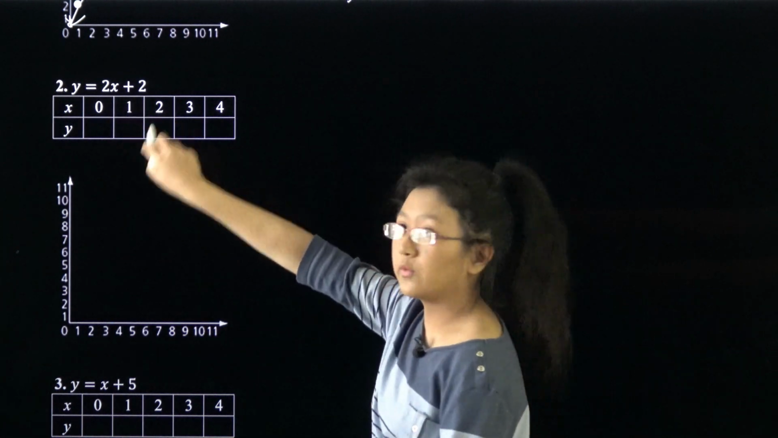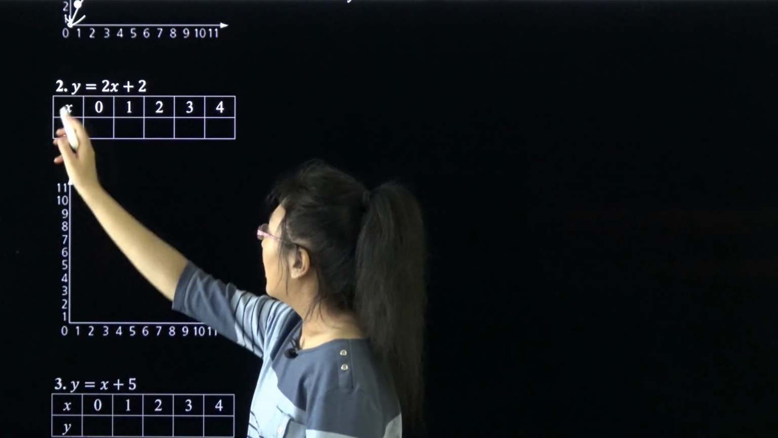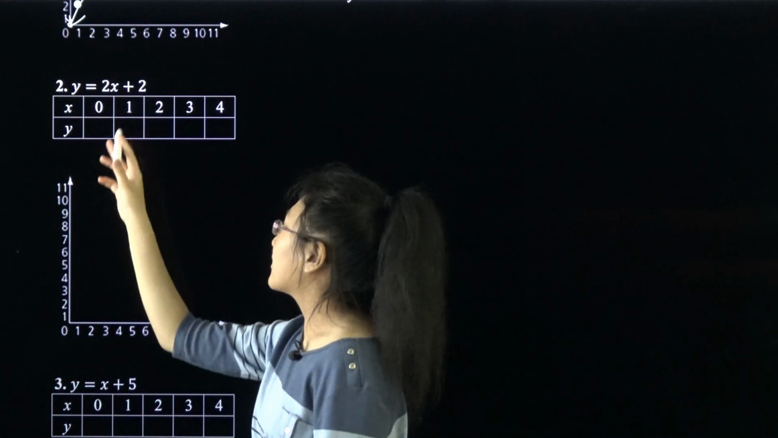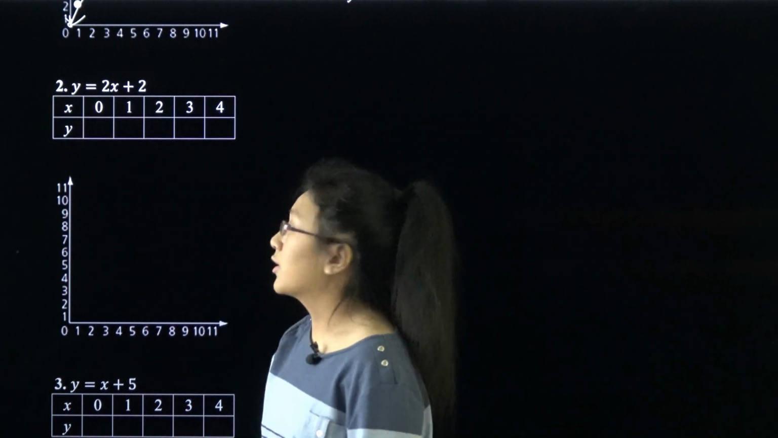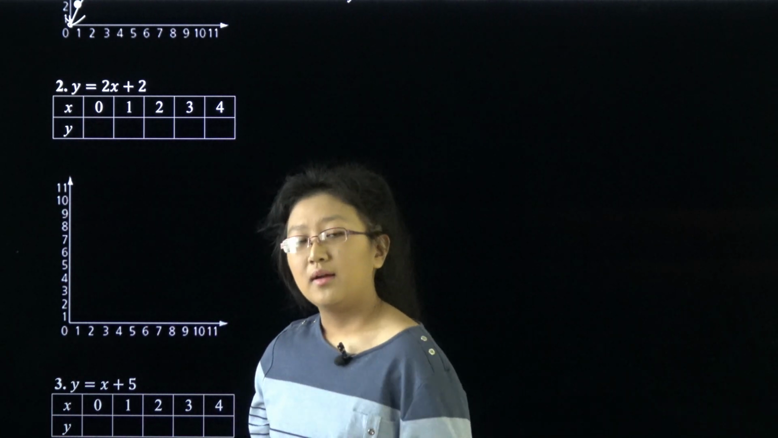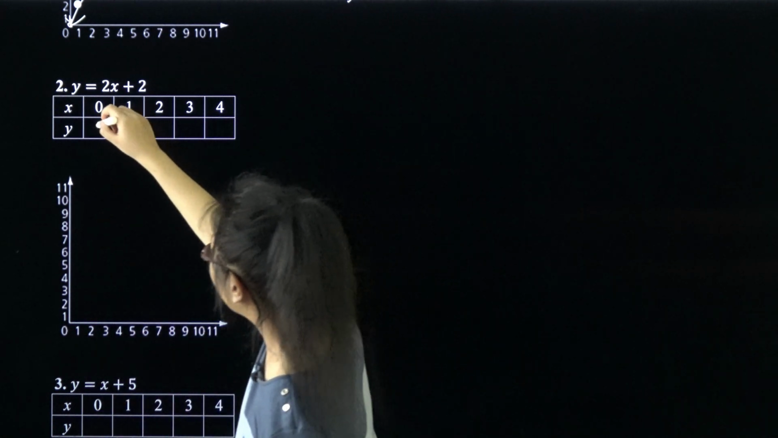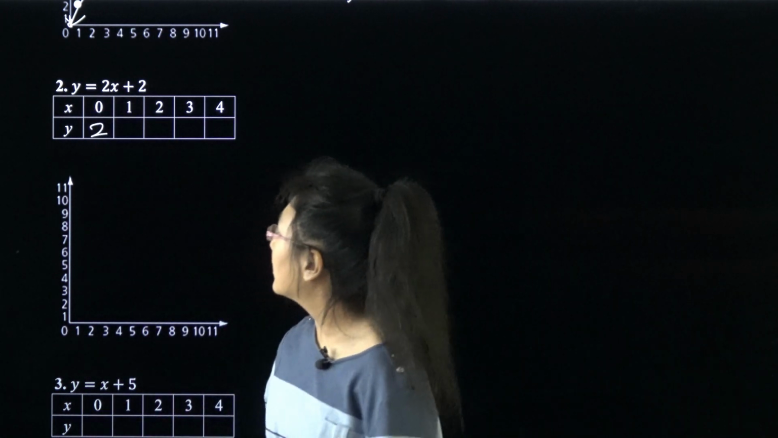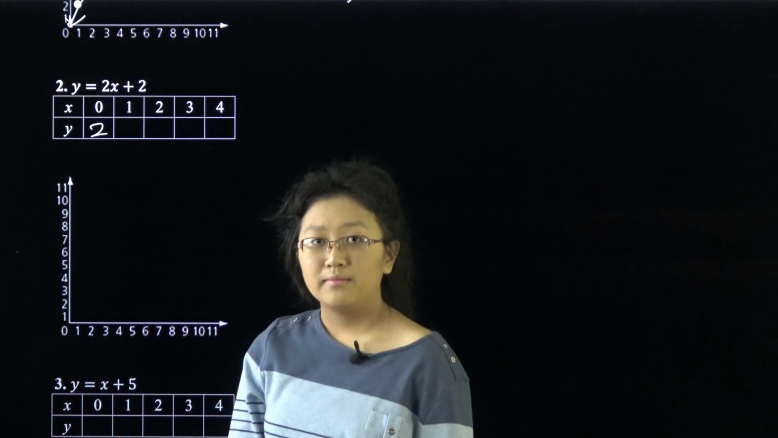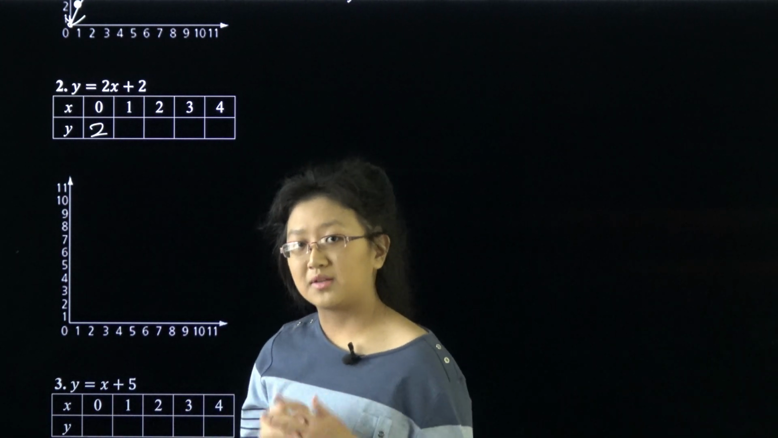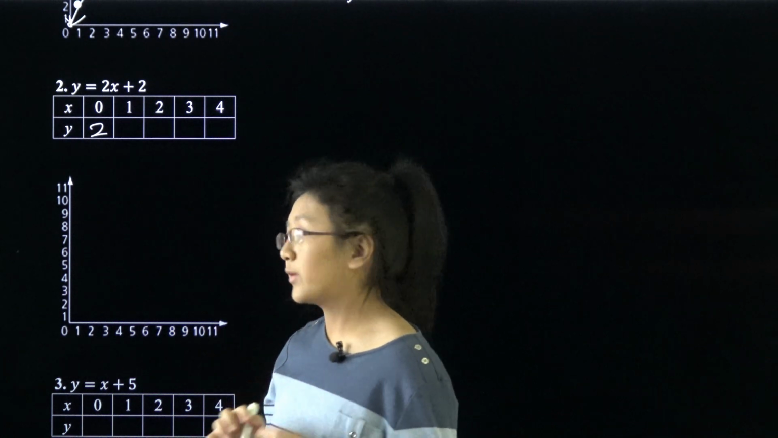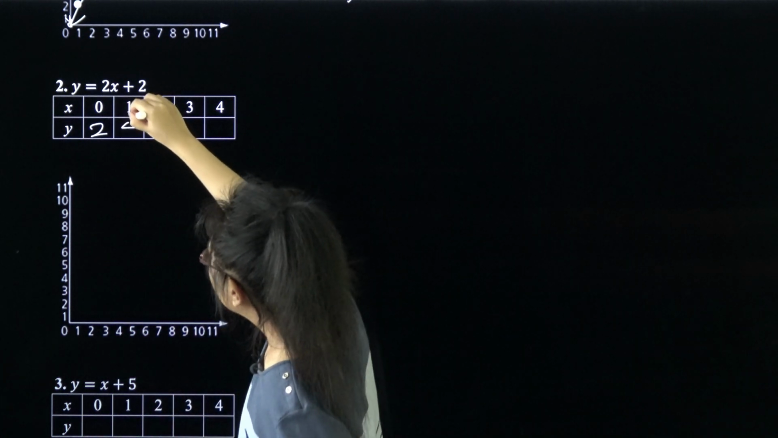So y equals 2x plus 2. Let's plug in the x values. X equals 0. 2 times 0 equals 0. Plus 2, 0 plus 2 equals 2. So y equals 2. 2 times 1 is 2. Plus 2 equals 4. Y equals 4.